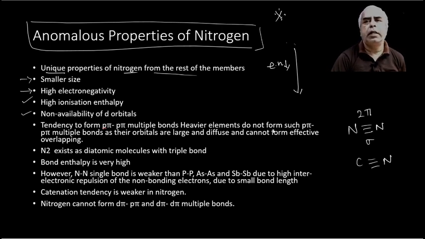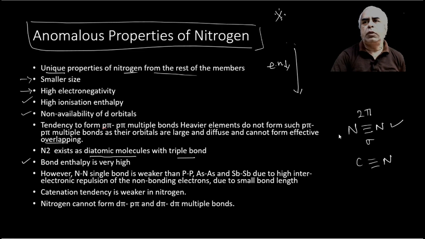Whereas heavier elements do not form such p pi multiple bonds because their orbitals are large and diffuse, and they cannot form effective overlapping. Whereas in the case of nitrogen, it can form, and that is why we have multiple covalency here. Then nitrogen exists as a diatomic molecule with the triple bond, as I already mentioned. Bond enthalpy is also very high, that is, the energy required to break the bond is very high.